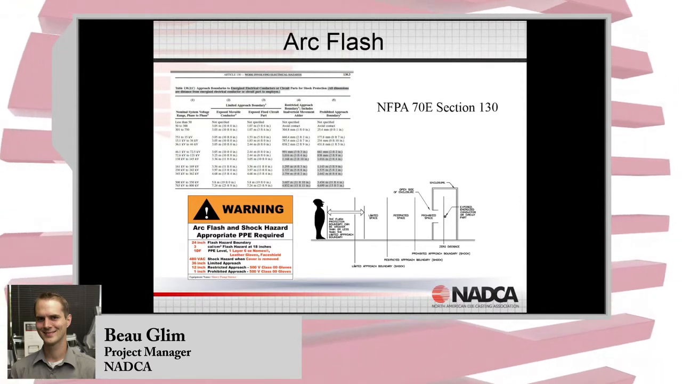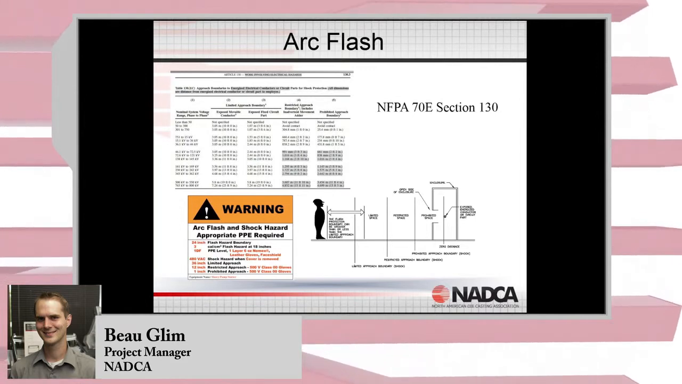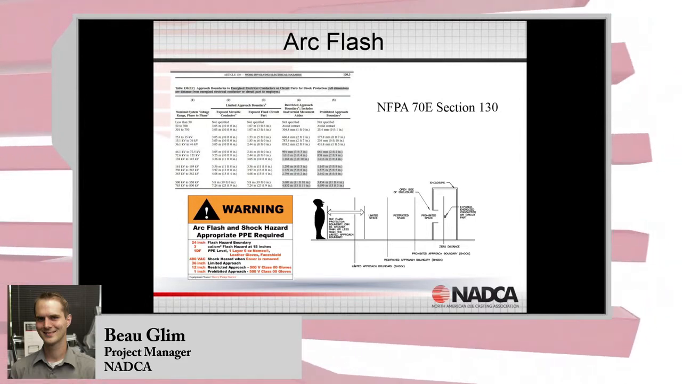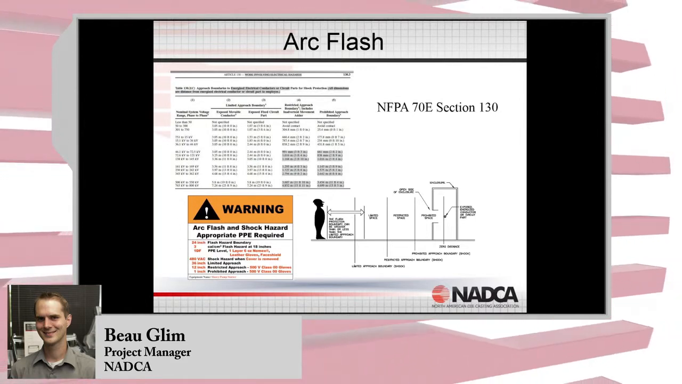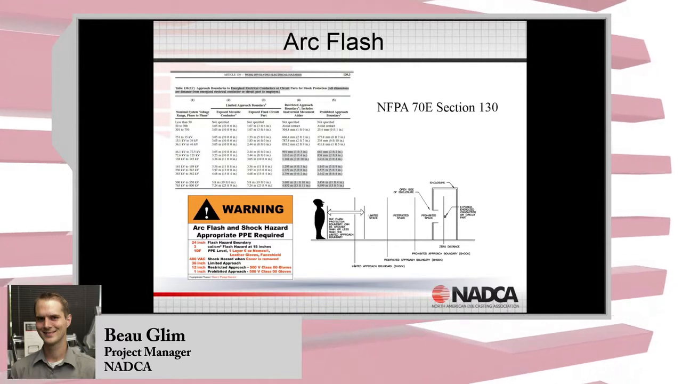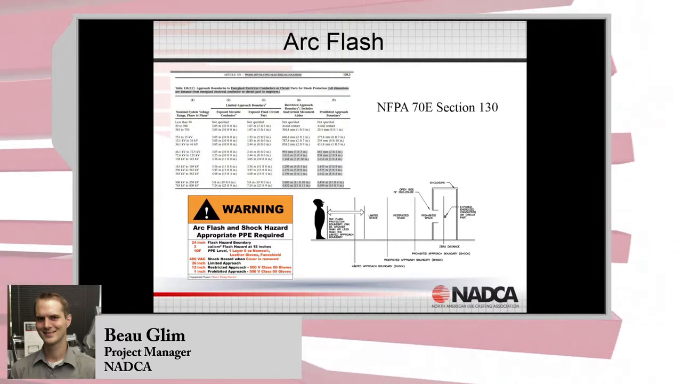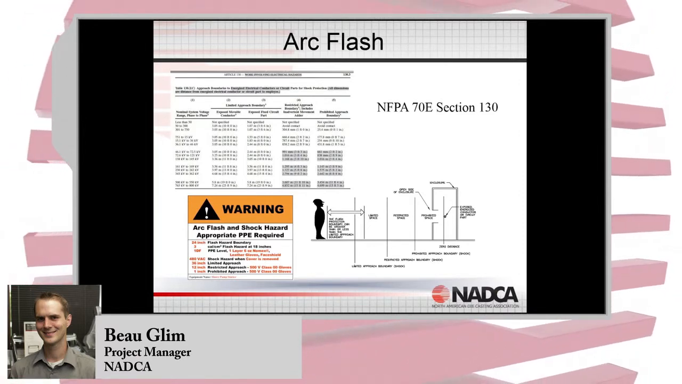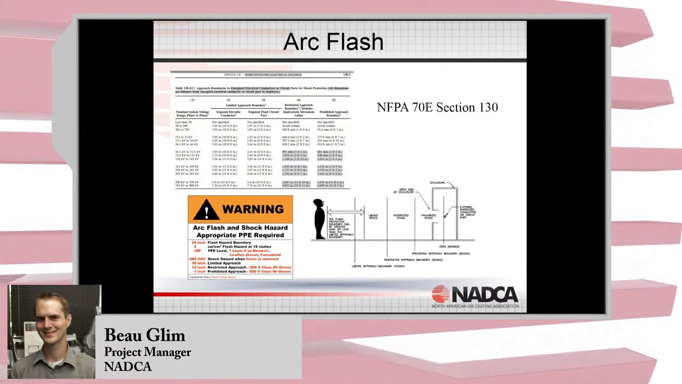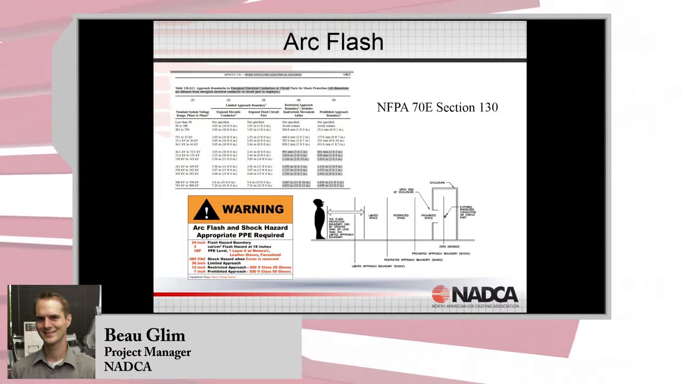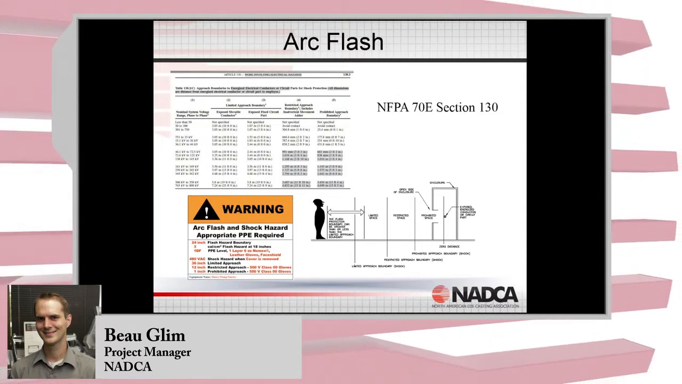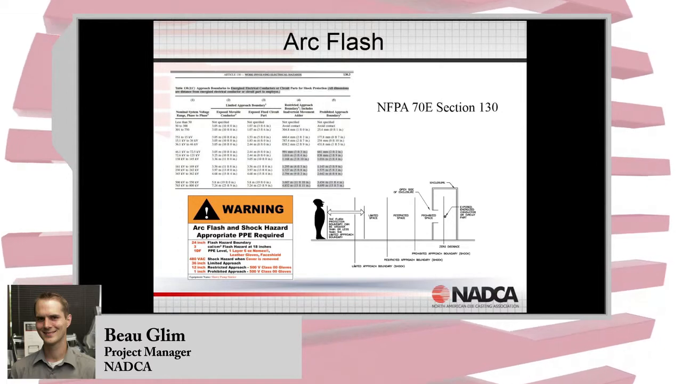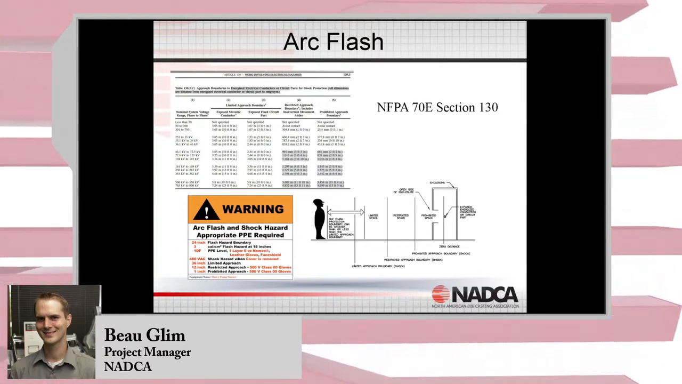it's a shorting out of a circuit at either a panel box or some other location where there's high voltage, and it causes a bright light with a very high temperature thermal blast, and it has high pressure as well that can cause serious damage to anyone standing nearby. So it's very important to be aware of it and to prevent against it.